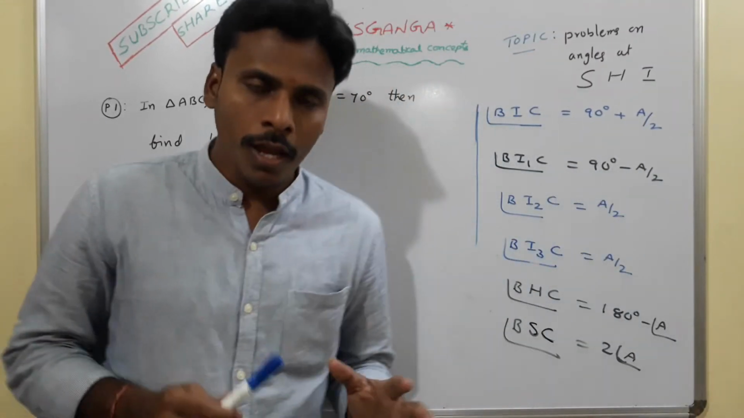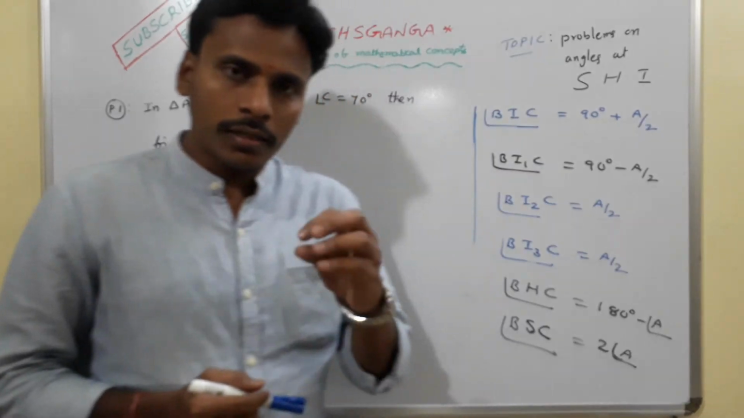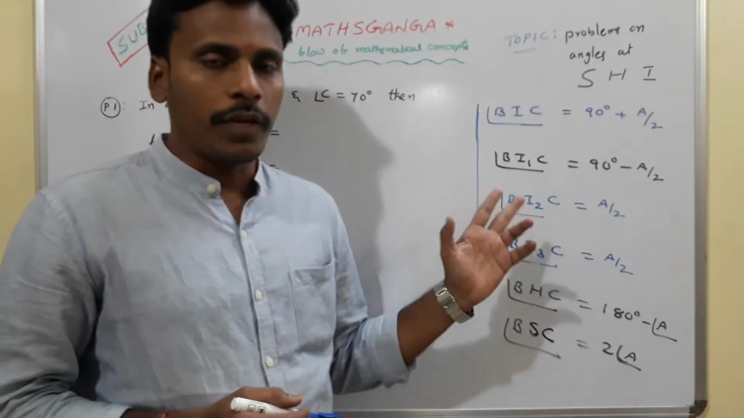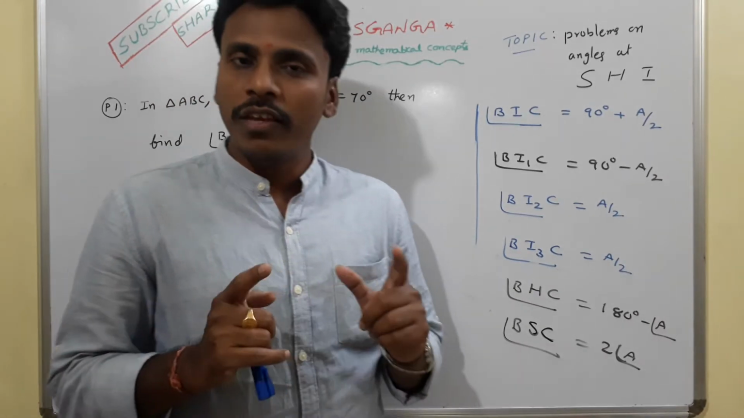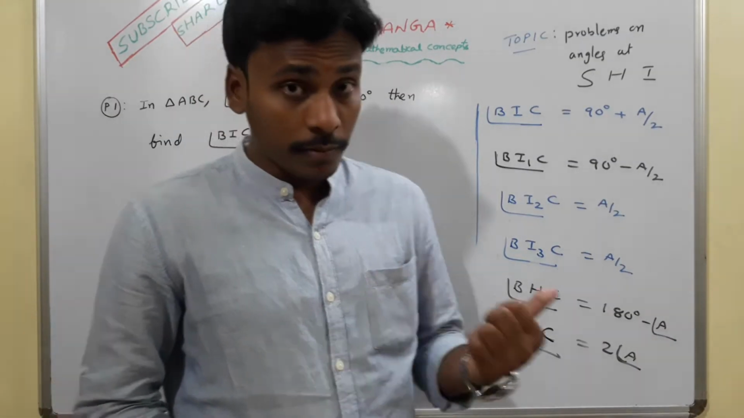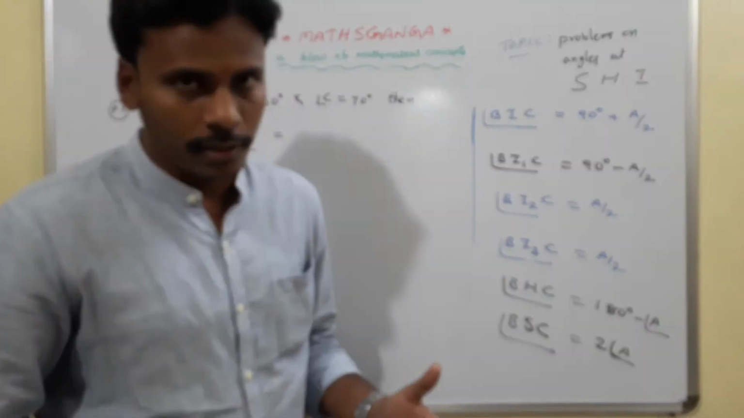Hello friends. Now I am going to discuss certain problems related to these rules which we discussed in the previous video. In the previous video we found the angles made by the sides of the triangle at different centers like circumcenter, orthocenter and incenter.